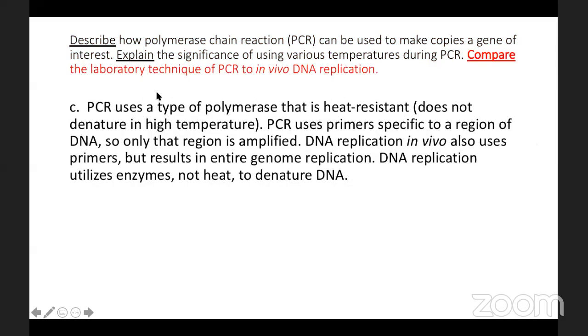it says to compare the laboratory technique of PCR to in vivo DNA replication. So the main differences, right, are that PCR is temperature controlled, whereas in vivo DNA replication is more enzyme mediated. They're both also going to be using an enzyme called polymerase, but the polymerase that we're using in PCR is a type of polymerase that is heat resistant. So those are going to be the main differences. And so you would just focus on those. And again, I'm not going to read the answer to you. Feel free to read it on your own and reflect on how you would have answered this question.